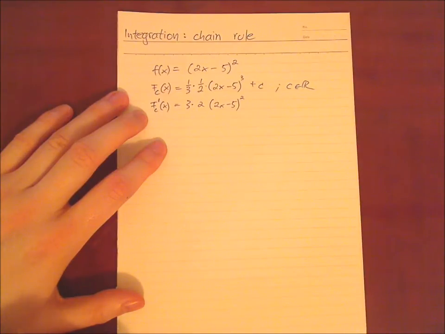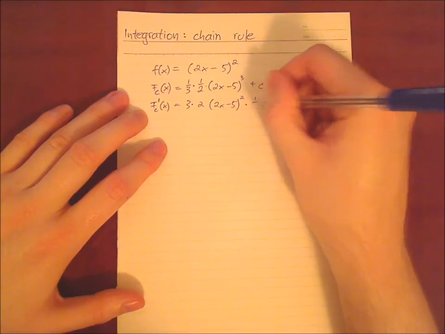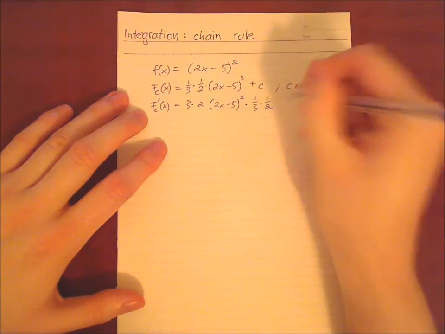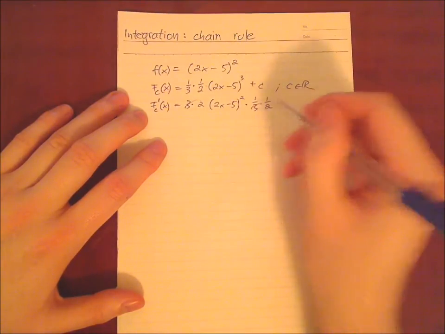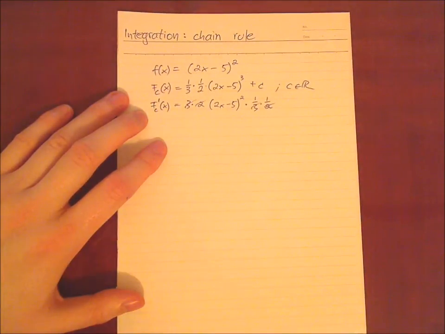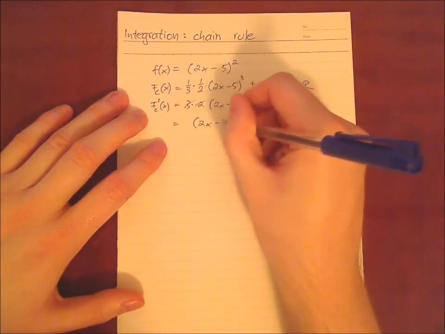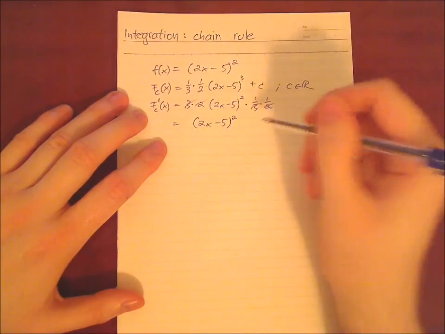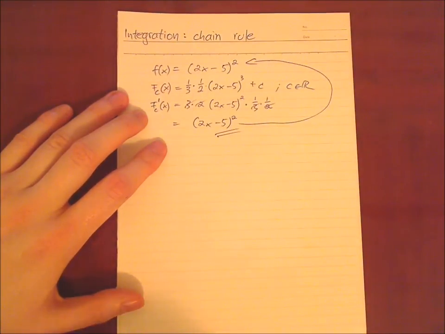And what we shouldn't forget is the 1 divided by 3 and 1 divided by 2, and then we see it cancels out. It cancels itself, right? And then we end up with 2x minus 5 to the power of 2. And this is exactly our function. So we see that the integration we did was correct. And this is how it works.